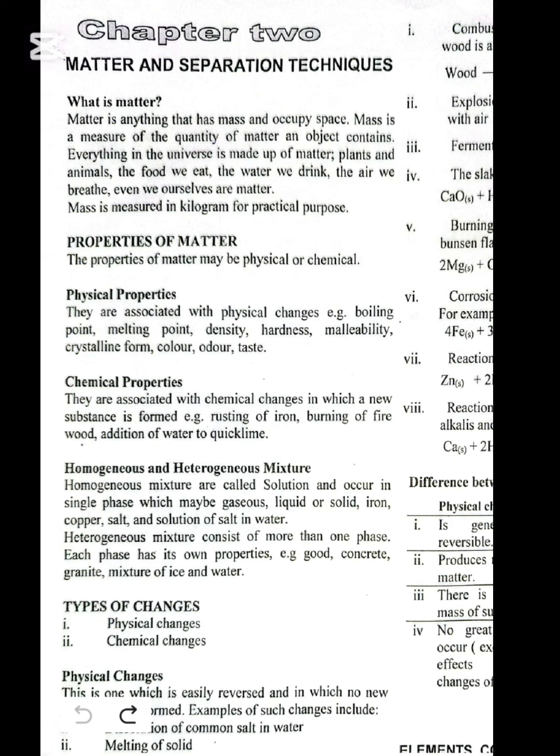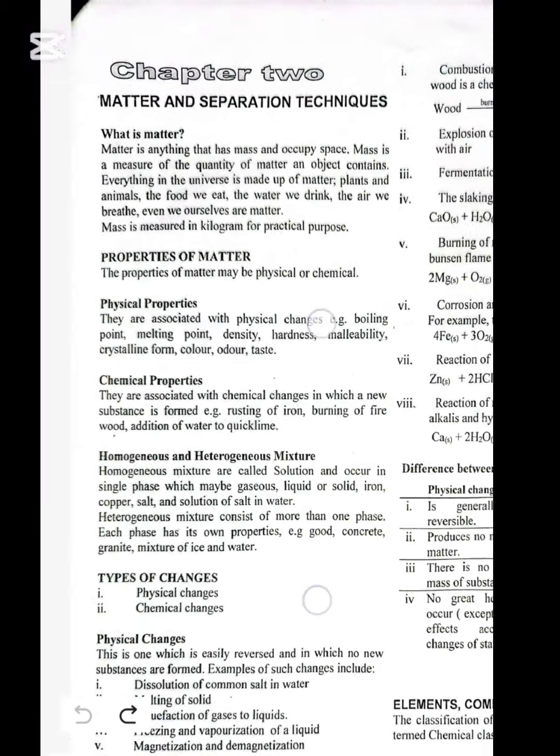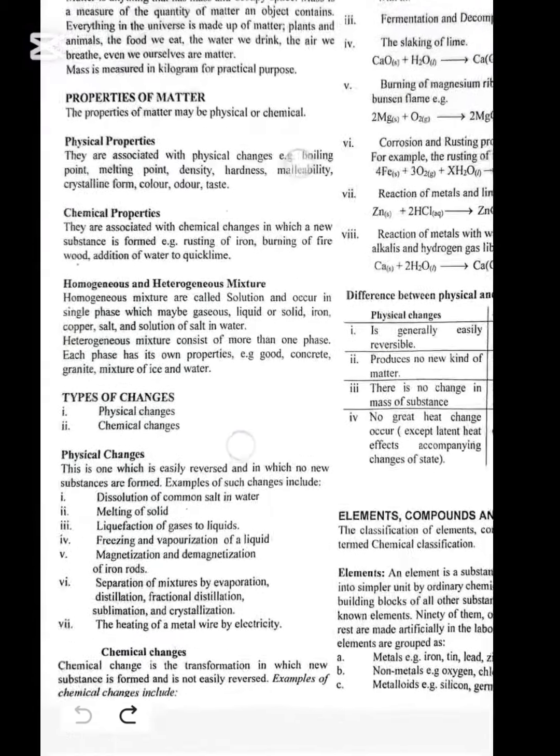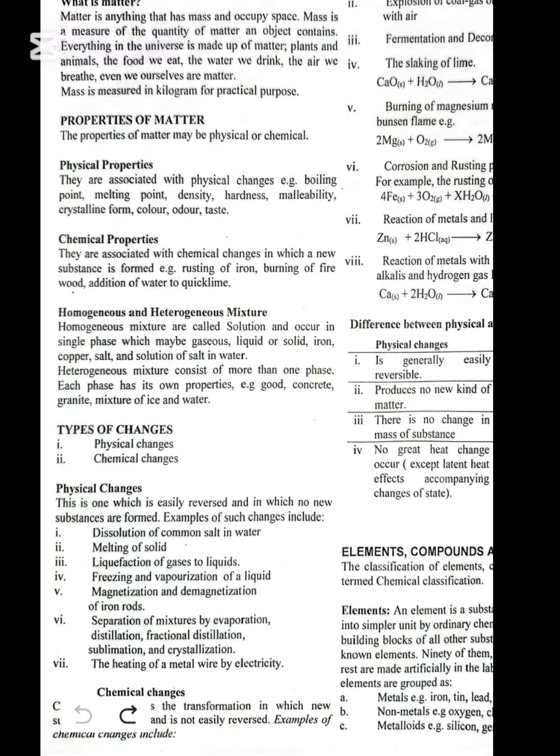Types of changes. We have physical change and we have chemical changes. It's under your syllabus in JAMB and WAEC. What are the physical changes? Okay, physical changes, this is one which is easily what? Reversed. We have to be very careful. This is a point. It is easily reversible, and in which no new substance is formed. New substance, very important. No new substance is formed. So there are two things you have to mention there. Easily reversed and in which no new substance is formed.